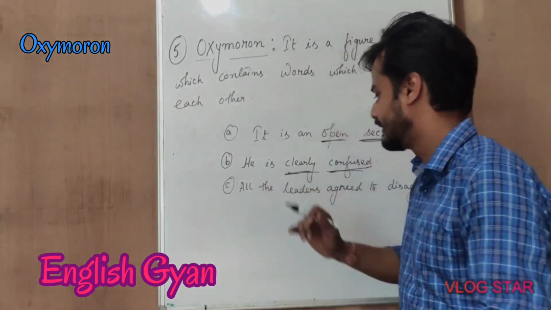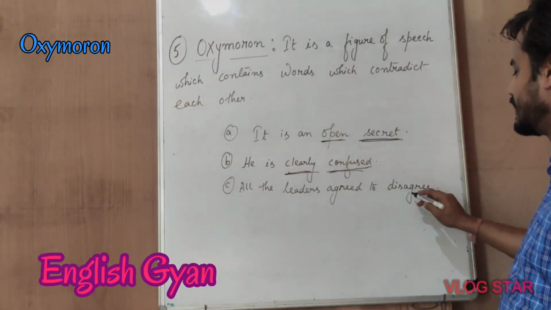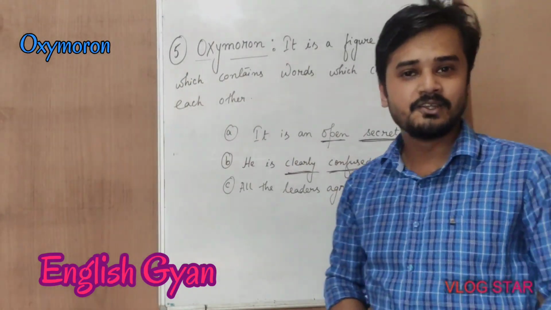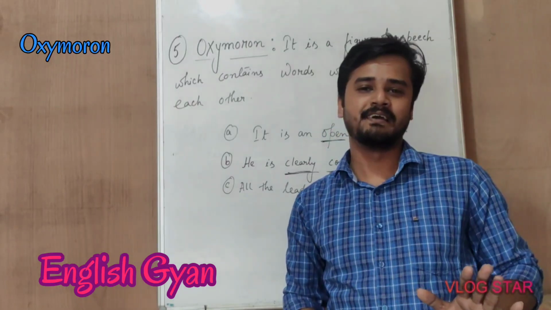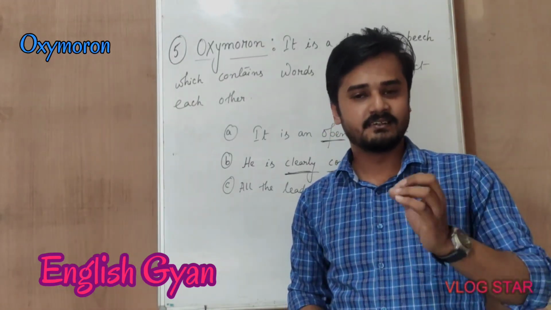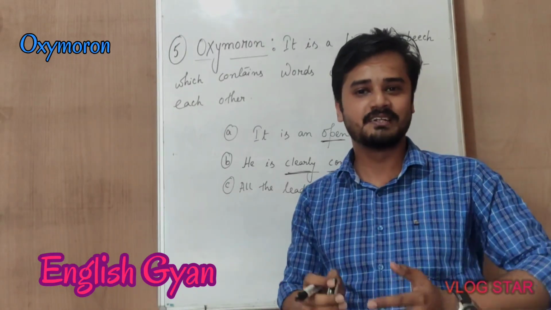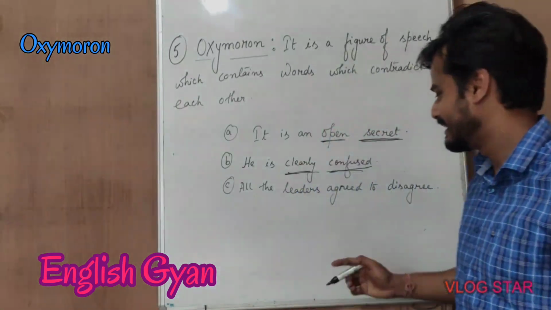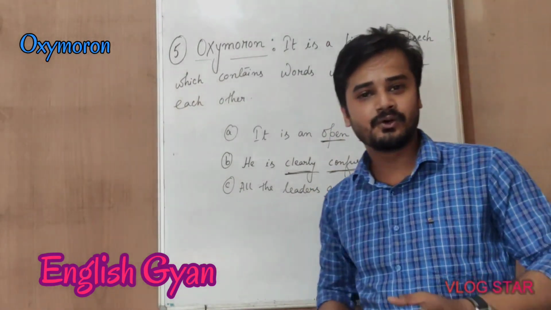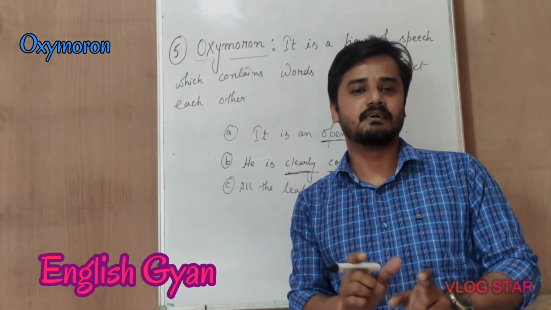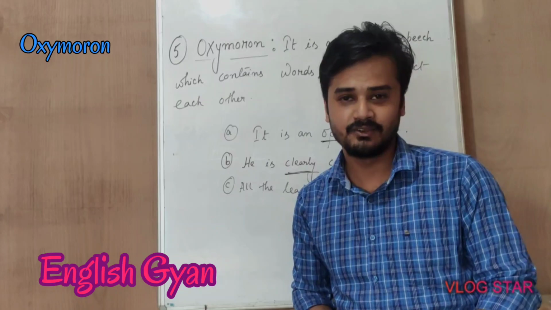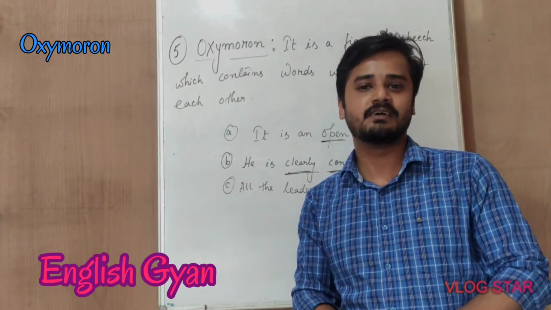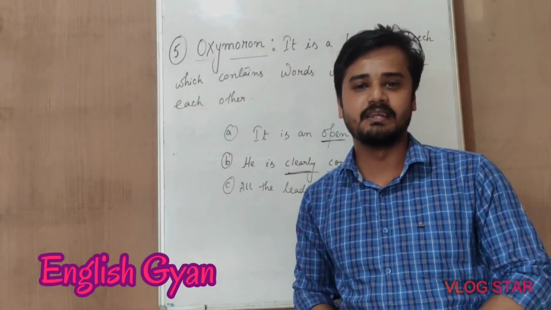And the last sentence is, all the leaders agreed to disagree. This is a very interesting sentence. Here we are talking about some leaders. Those leaders, all of them agreed, but they agreed that they will disagree. It is very common in our field, it is very common in our country. Many people agree to disagree. So here we see that agree and disagree are two contradictory words, and they are placed side by side to give a proper meaning to the sentence. So this is oxymoron, when two or more words which are contradictory to each other are placed in a sentence to give a proper meaning.